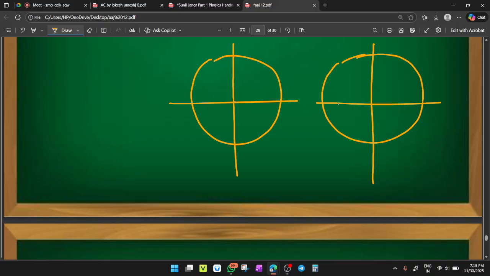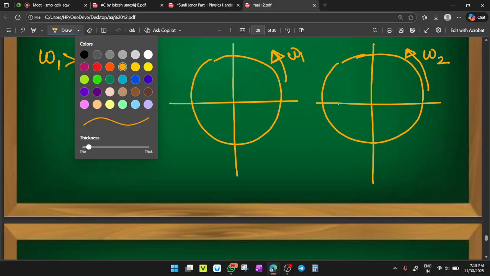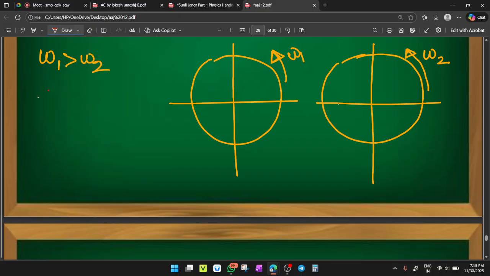The racing track will be there. So if a particle moves to start with an angular speed omega 1, and here the particle is moving with a speed omega 2, but omega 1 is greater than omega 2, meaning this one has high angular speed and this one has low angular speed. Okay. So for a given time, like t equals 2 seconds.